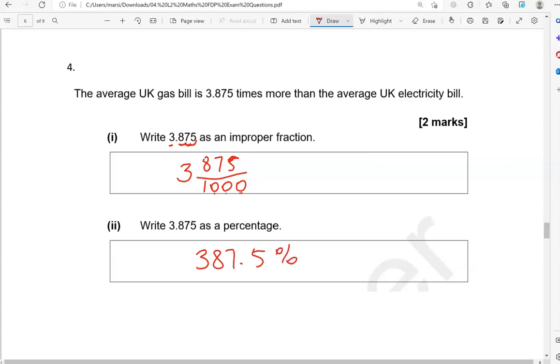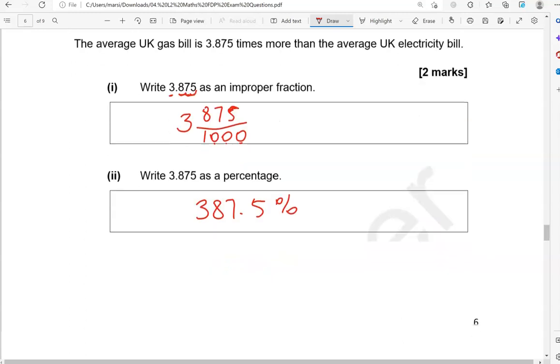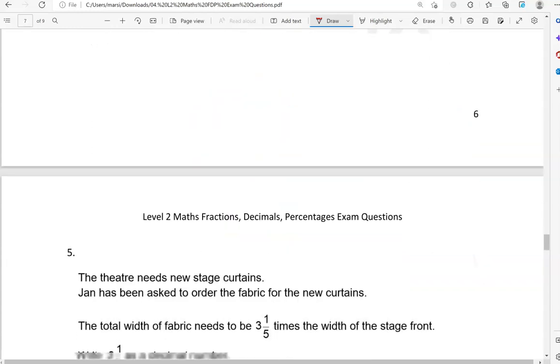So if you had £3.87 and some sort of imaginary half a penny as well, that would be 387.5 pence. Linking it to money.